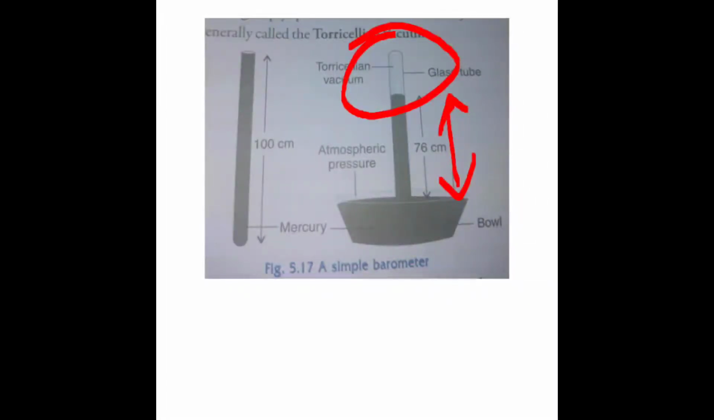is created on the top of the mercury, which is called Torricellian vacuum. It is named after the scientist who invented it, that is Torricelli. So it is called Torricellian vacuum.